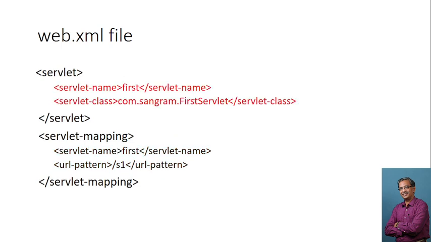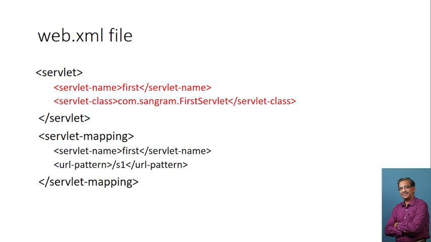So now if you check the servlet, in servlet we mention the name, which must match the name which we have mentioned in the servlet mapping, and then here we mention the class which we want to execute, which we are creating for the servlet. So this com.sangram is nothing but a package name. In Java I think you have already learned what a package is. And then first servlet is the name of our class.